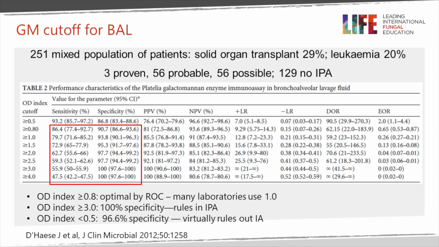So, to summarise all of this, an index of greater than or equal to 0.8 many labs seem to be okay with. Many labs, including our laboratory here in Manchester, use 1. And we see here if the index is greater than 3, you retain this level of specificity. But if it's less than 0.5, this virtually rules out invasive aspergillosis.